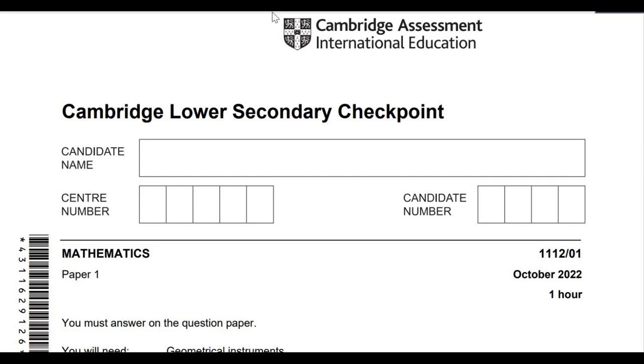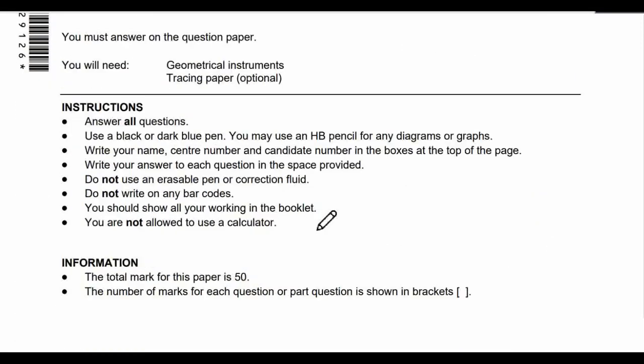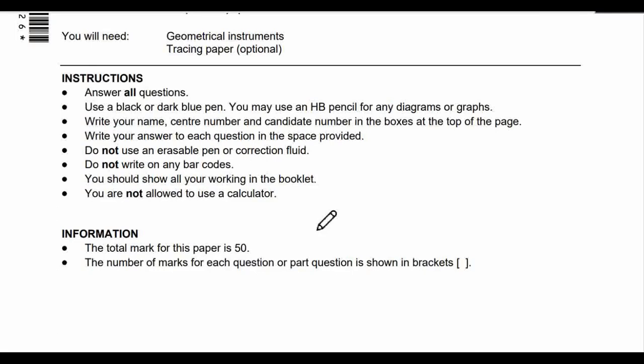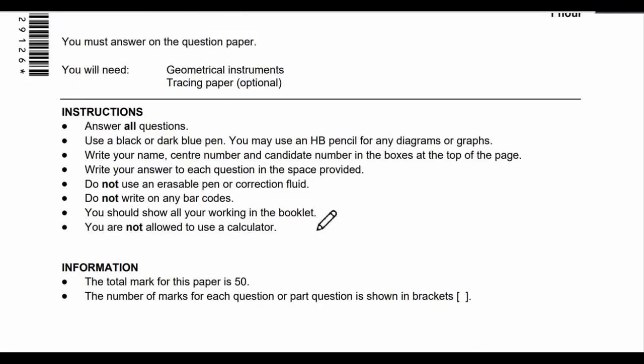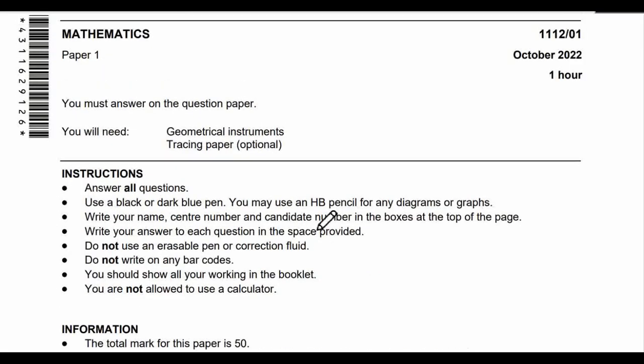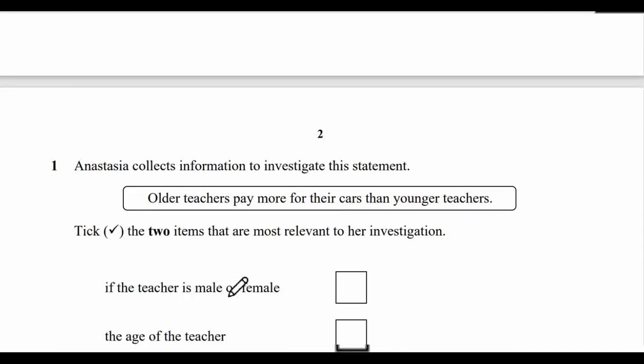Hi guys, today we're going to discuss Cambridge Lower Secondary Checkpoint Maths 1 from October 2022. The past paper code is 1112/01. The duration is 1 hour for this paper. Total mark is 50 and no calculator is allowed for paper 1. Let's get started with the first question.